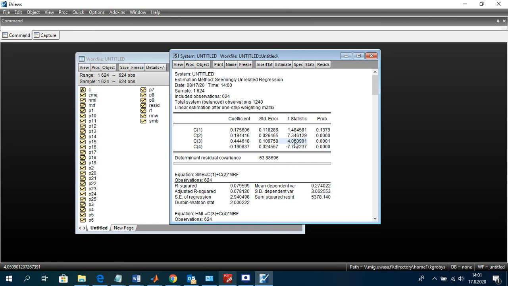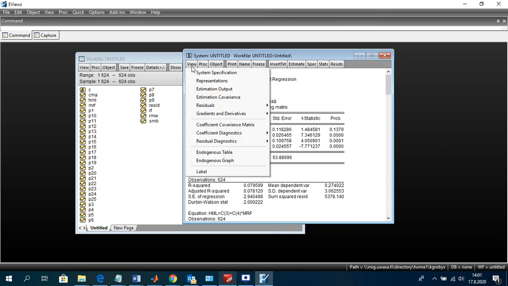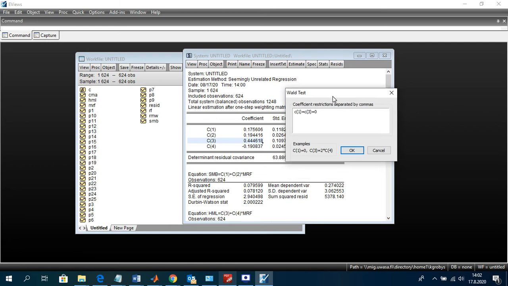But again, now we have to do a simultaneous test. We have to test those point estimates, the intercept terms of both equations simultaneously, C1 and C3, yeah, if these are simultaneously different from 0. So we go on view, coefficient diagnostics again, Wald coefficient tests. So C1 should be equal to C3, which should be equal to 0 under the null hypothesis.